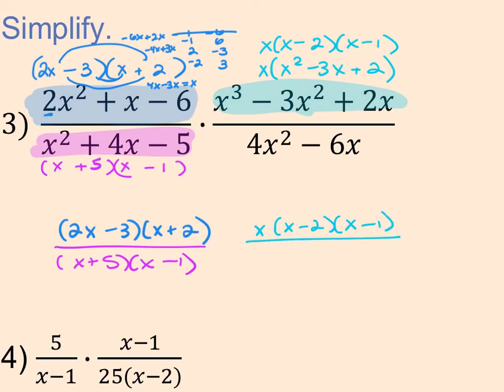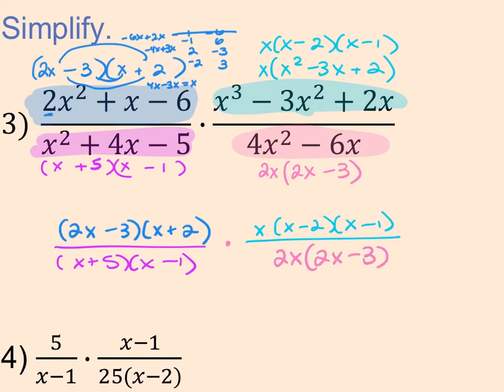And then the denominator. I'm going to do a different color. Take out a 2x, and I get 2x minus 3. Nothing else can be factored from that, so that becomes my denominator.